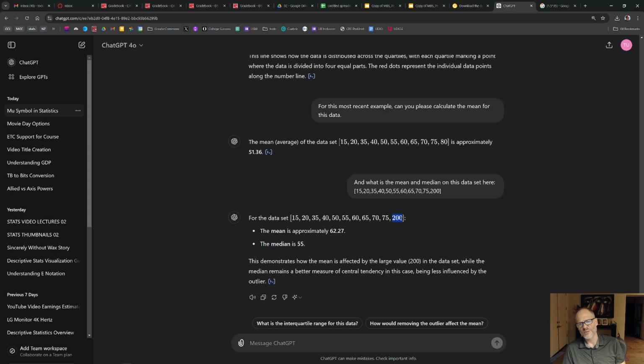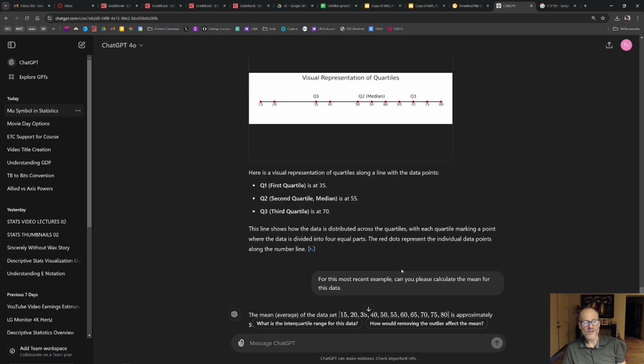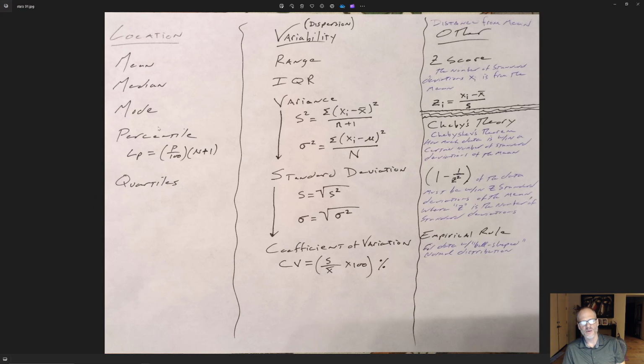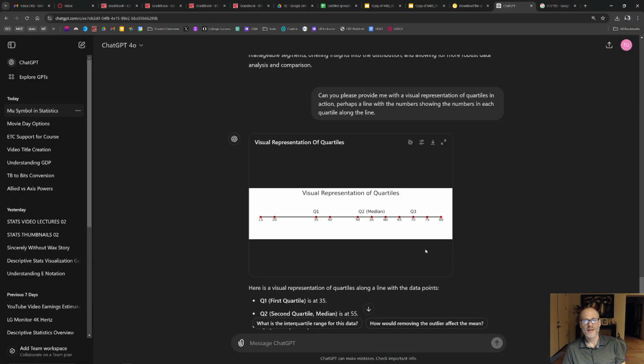So 200 would be an outlier here. So these are all different terms and formulas we can use to think about our data and to understand how the different pieces of data in the data set are located, and then also how much the data in the data set varies, how it is dispersed. We're going to learn more about this coming up in just a minute.